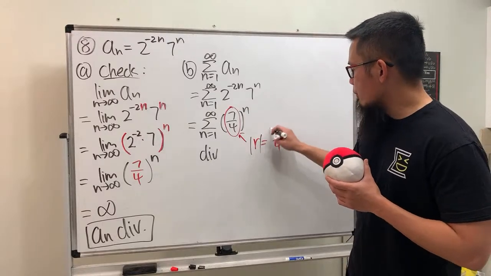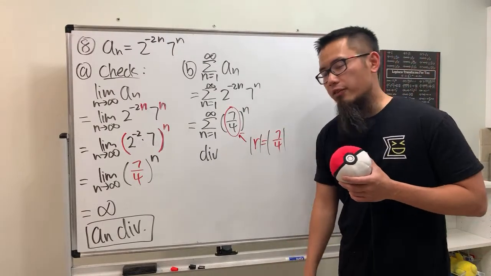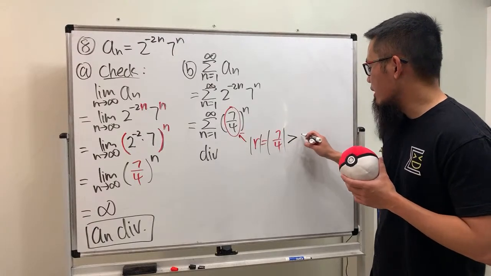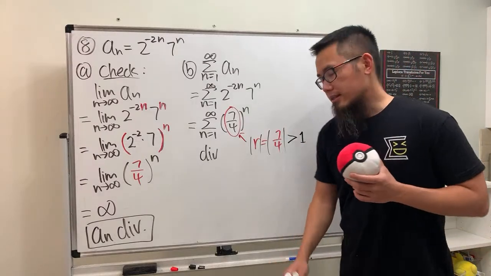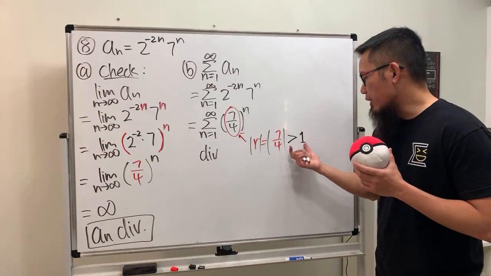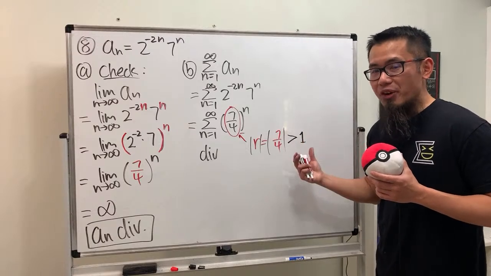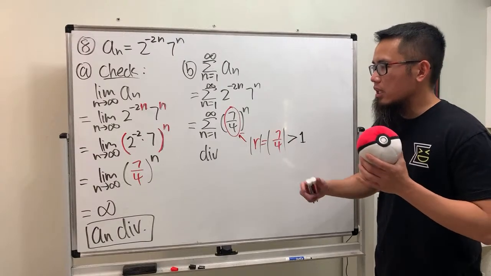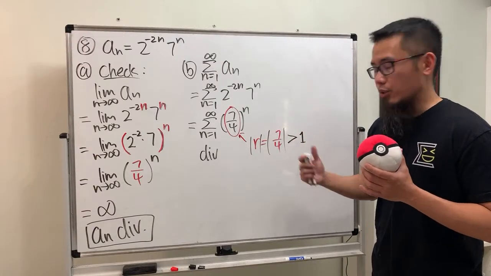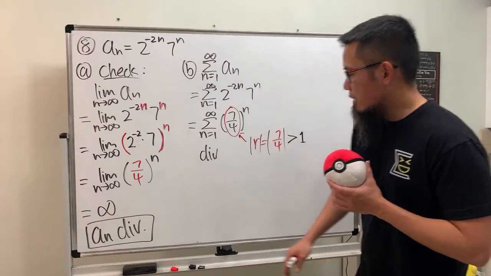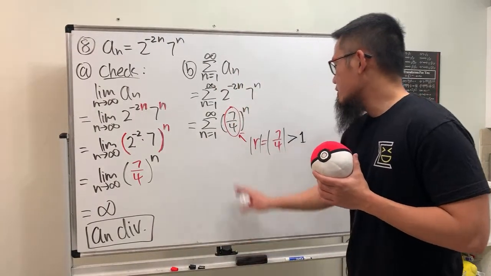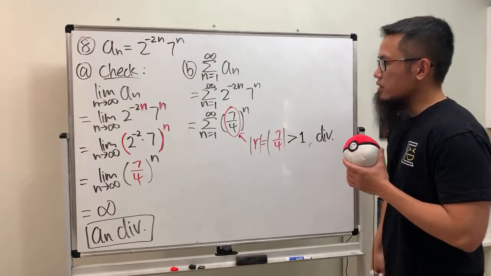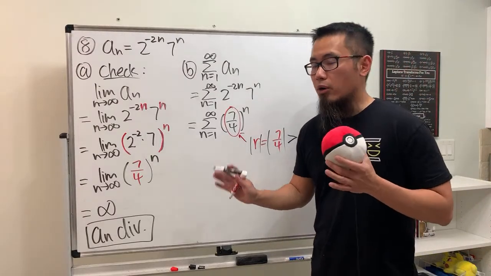If you look at the absolute value of r, this is the absolute value of 7 over 4, but don't just tell me that. You have to tell me that this is greater than 1. And I insist you guys write this down because later on we'll be using different numbers in different tests to tell us if the series converges or not. So get used to these kind of things. So because this right here is greater than 1, therefore the series diverges, you can write it down like this, no problem at all.